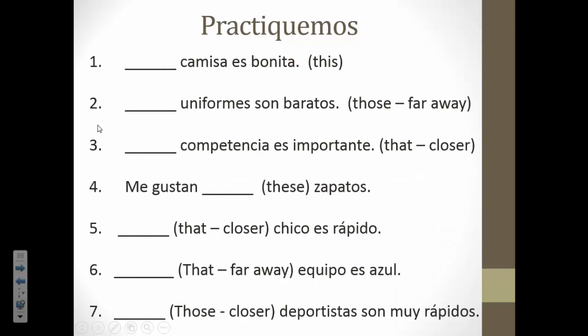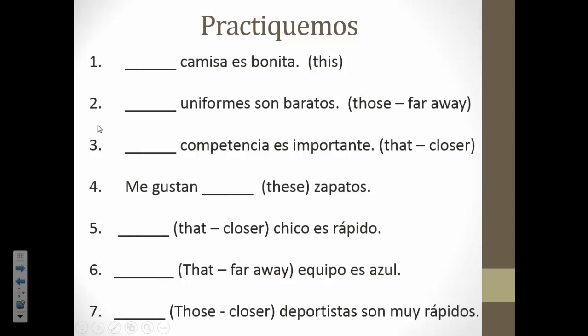Practiquemos. Okay, use your chart and make sure that you're filling in your note guide as we go through the practice, okay? So for número uno, we want to say this shirt is pretty. So using the chart, we need to find this. We see we have two options, este or esta. The best choice in this case would be esta because camisa is feminine and singular.